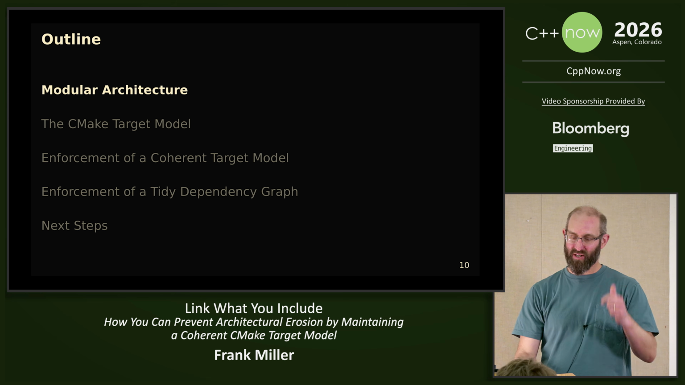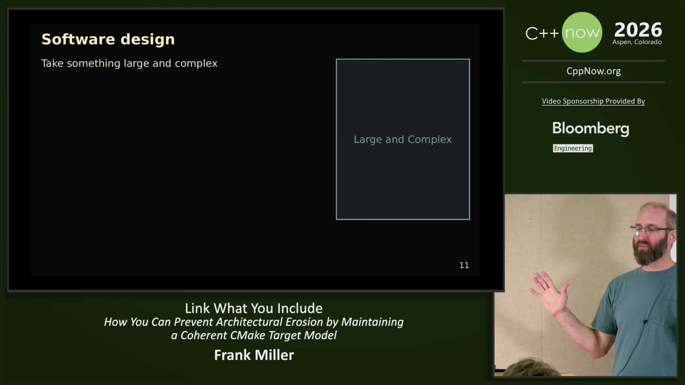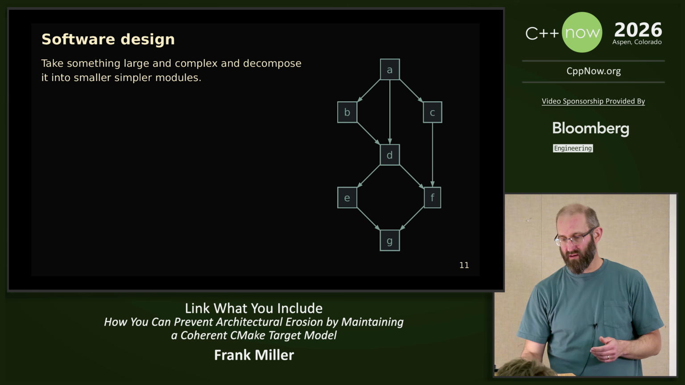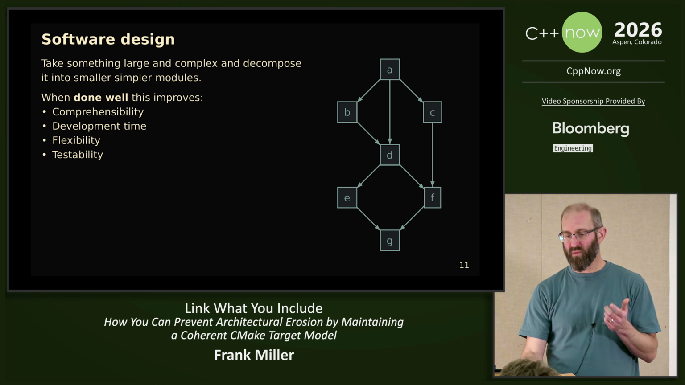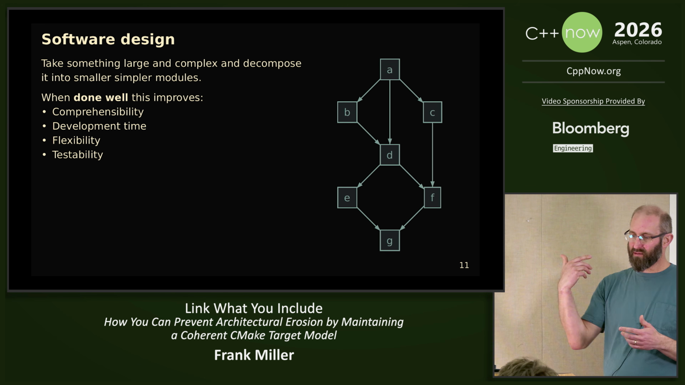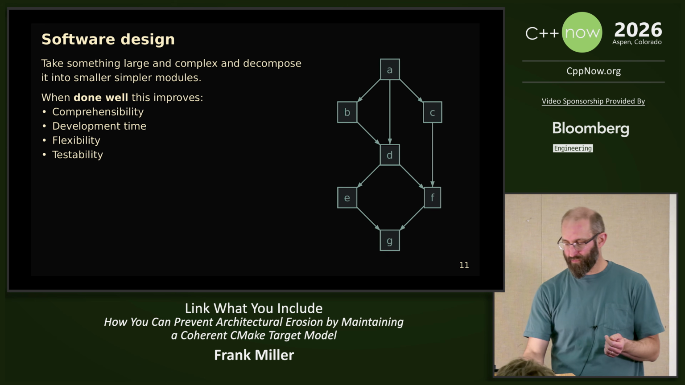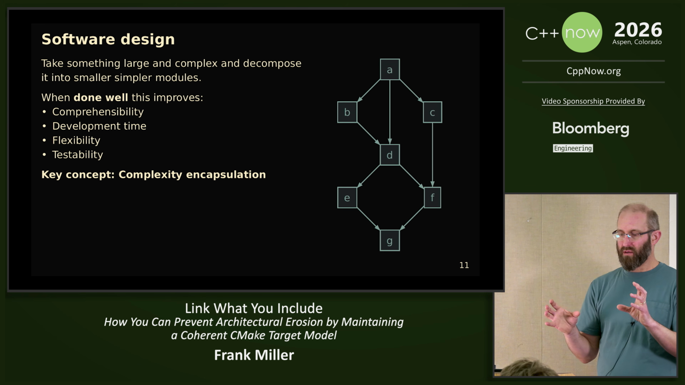All right, so a modular architecture. So back to basics, all right? A fundamental principle of software design is to take something large and complex and to decompose it into smaller, simpler modules. When we do this well, it improves all kinds of things. It improves comprehensibility, development time, flexibility, testability. And the key concept is complexity encapsulation.